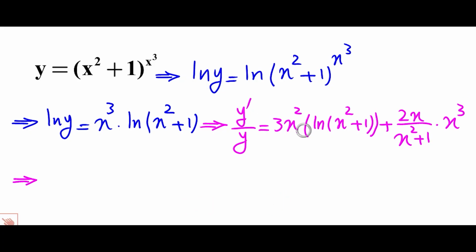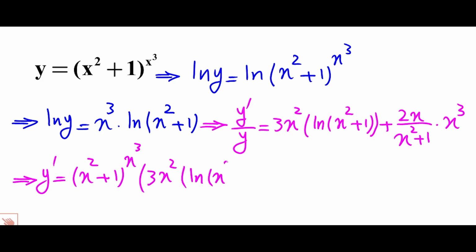So we multiply both sides of the equation by y. y prime is equal to y, which means x squared plus 1 to the power of x cubed, times 3x squared times ln of x squared plus 1 plus 2x times x cubed, which is equal to 2x to the power of 4 over x squared plus 1. That's it.